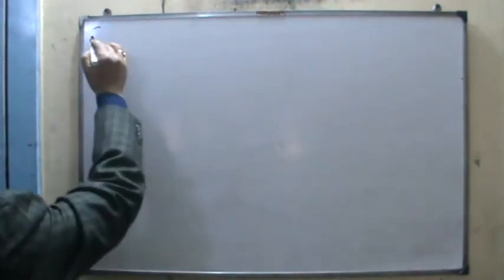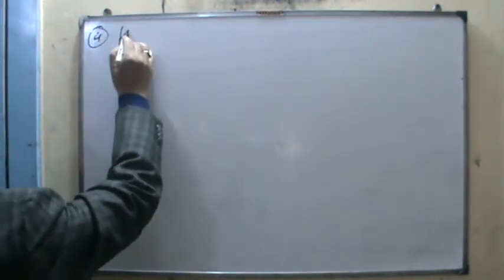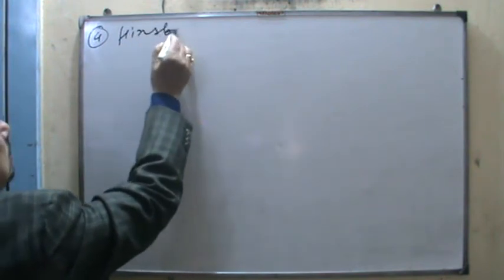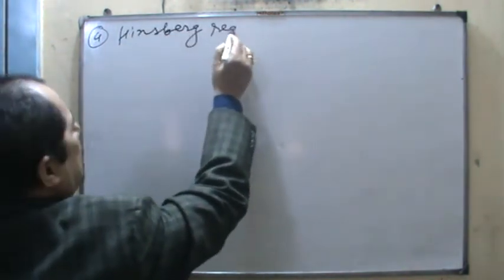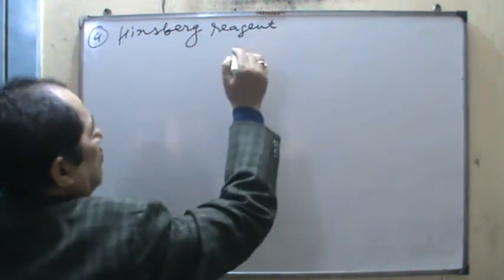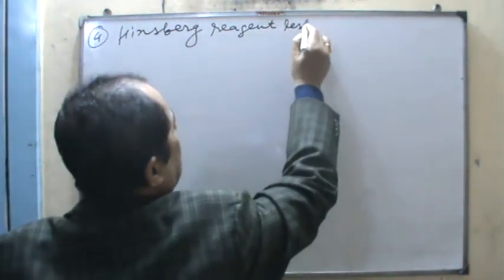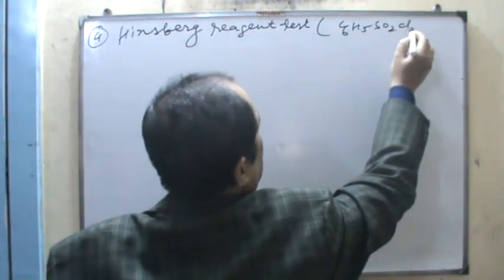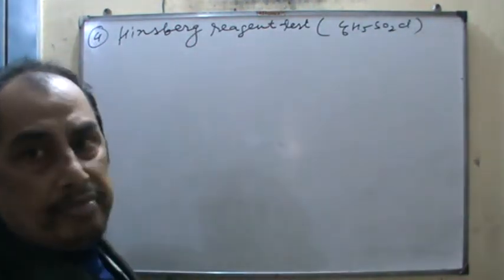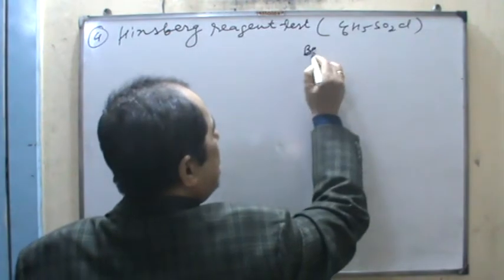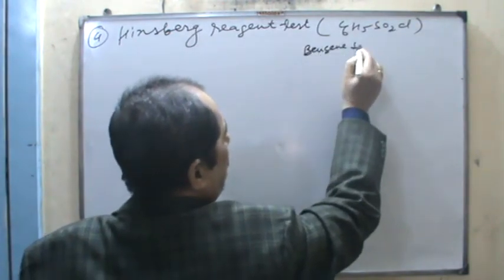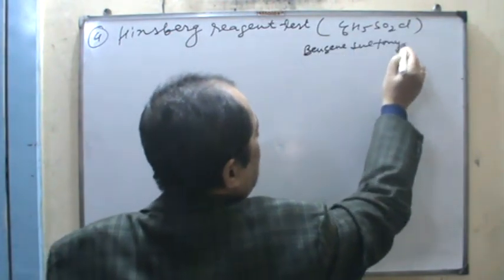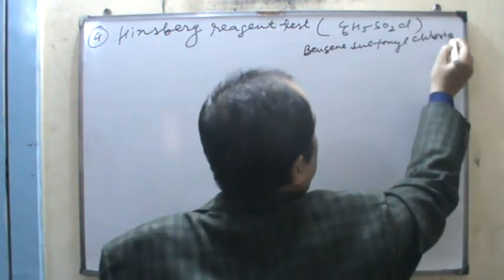Hinsberg reagent test. Now, what's the formula of the Hinsberg reagent? This is a very, very important reagent. Benzene sulfonyl chloride. It is called benzene sulfonyl chloride.